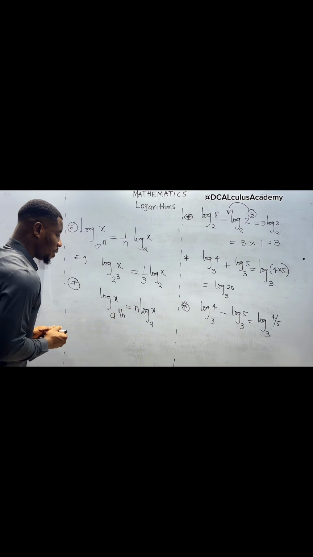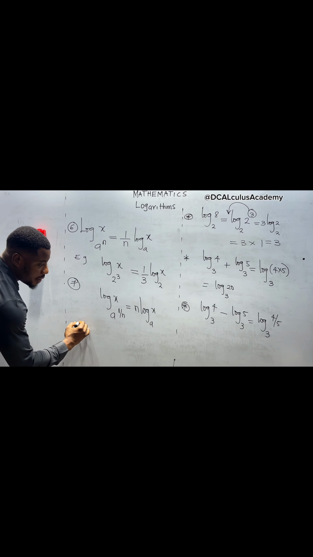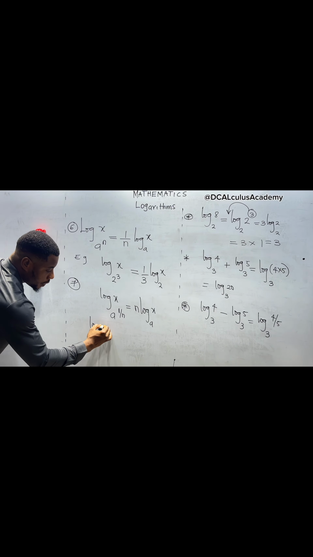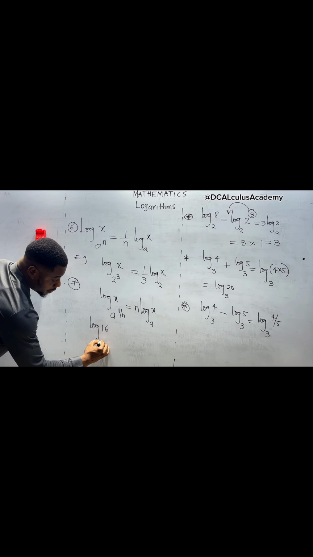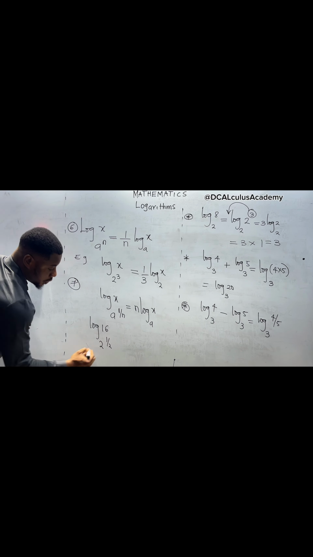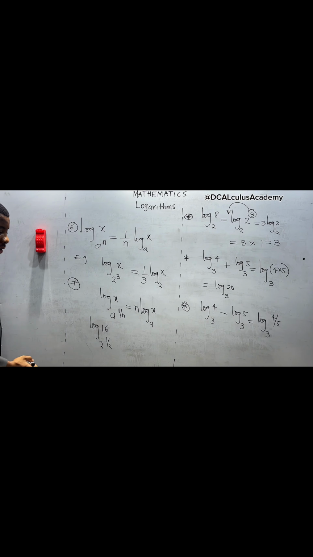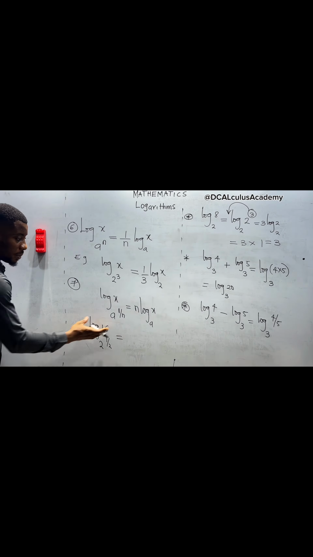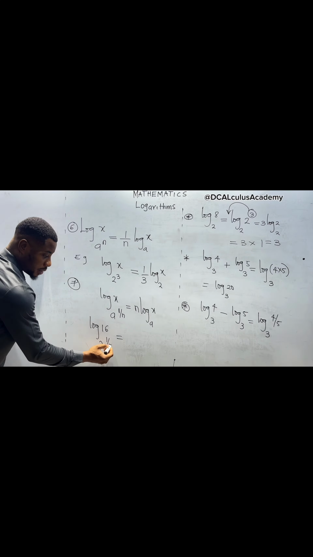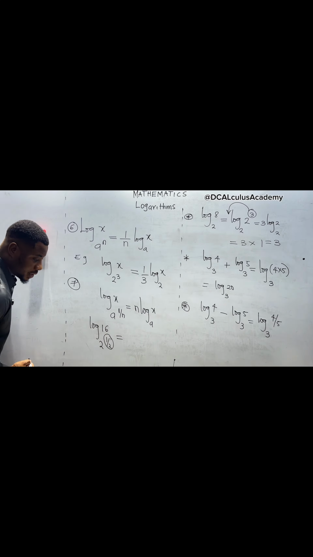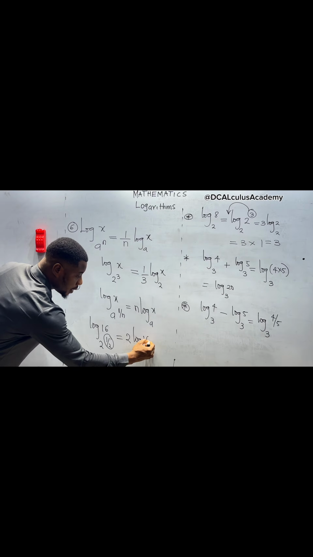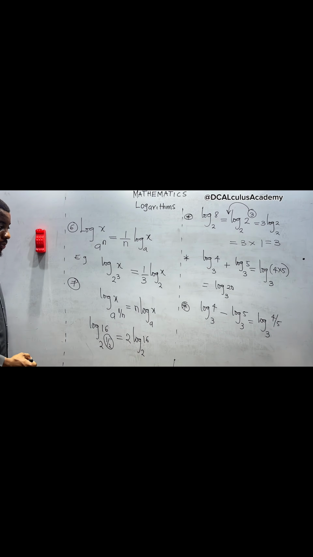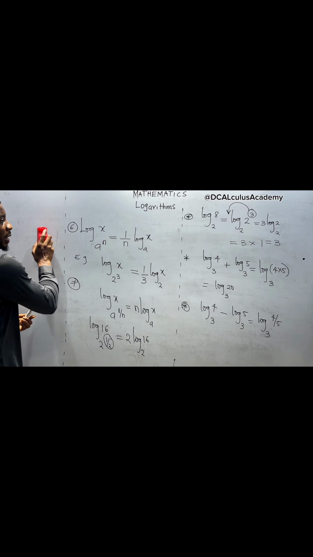Take note of that. Now it means that if I had log 16 with base 2 to the power of 1 over 2, how do I simplify this? Remember, we could apply this. The power at the base is a fraction, so it gives us 2 log 16 base 2. Now we can still proceed from here.